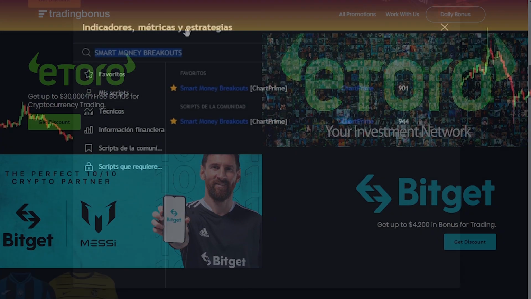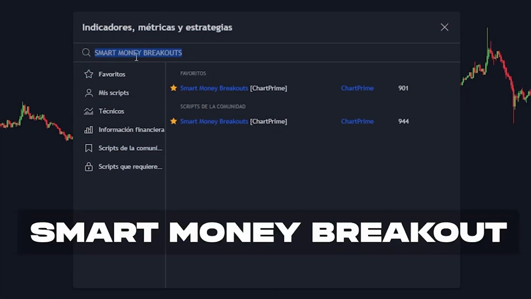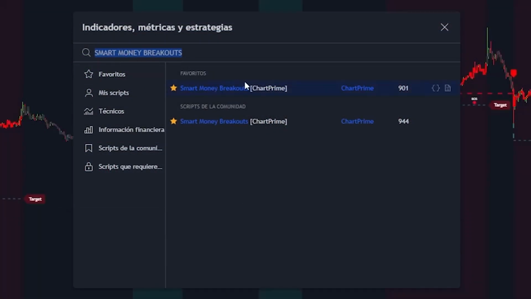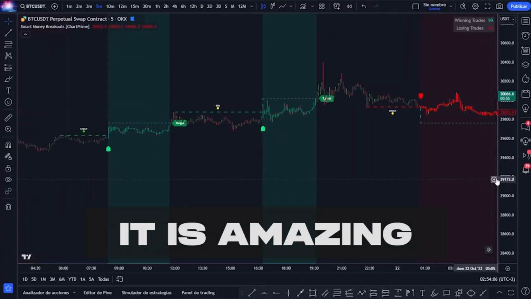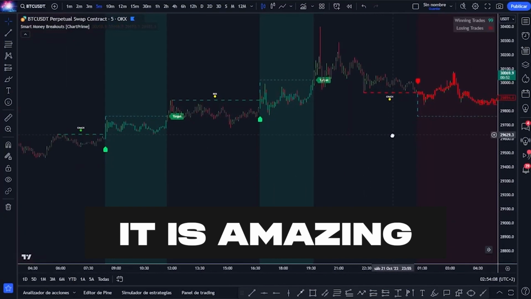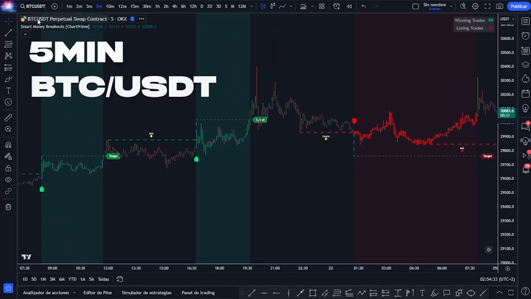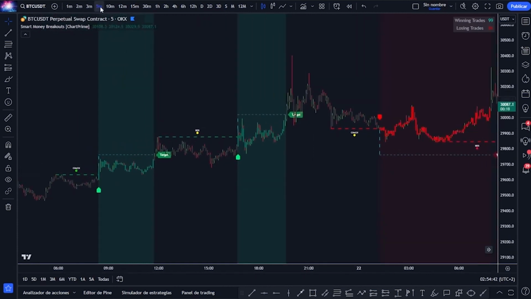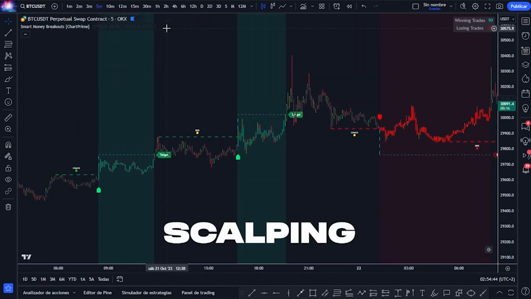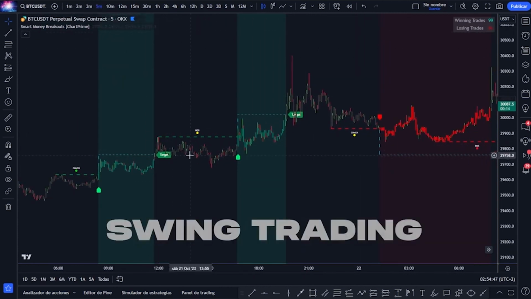We go directly to the indicators part and write Smart Money Breakout. Click on the first one, which I think is practically the only one you get, and we will see something like this. It is amazing the accuracy and what they have achieved with this indicator. At this time we have the graph in 5-minute time frame, Bitcoin USDT, but you will see how you can not only use it for scalping style operations, but also for day trading and even swing.